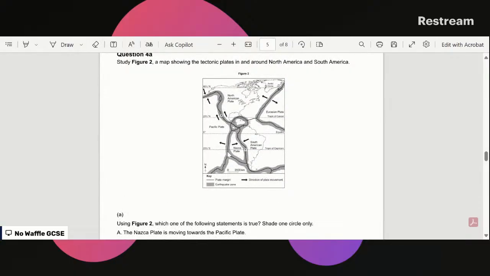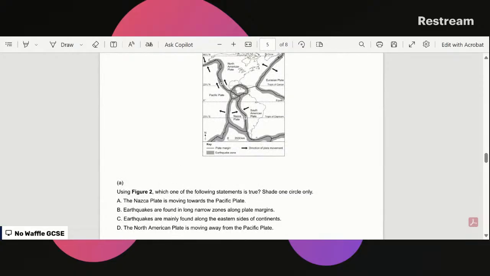Yeah, it seems like that, because look, the earthquakes are shaded areas, so they seem to be happening across the plate margins. C, earthquakes are mainly found along the eastern side of continents. No, they seem to be happening all over. D, the North American plate is moving away from the Pacific plate. No, they're moving side by side in the same direction.